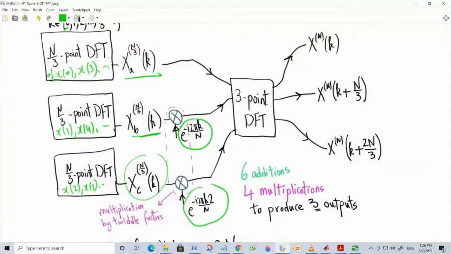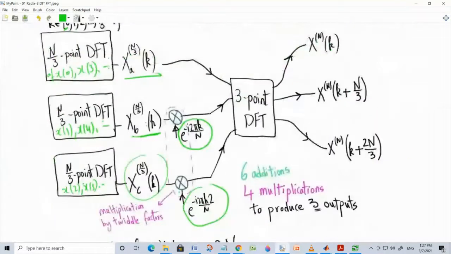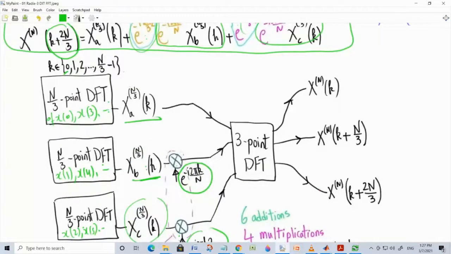So we will take the kth output from the first block, the kth output from the second block, the kth output from the third block. We multiply by the twiddle factors. Then we feed the result to a 3-point DFT. And the 3-point DFT will give us the outputs that we are interested in, k plus n over 3 and k plus 2n over 3. So you will basically sweep over k 0, 1, 2, 3, 4. And for each k value in this set, we will compute 3 outputs.